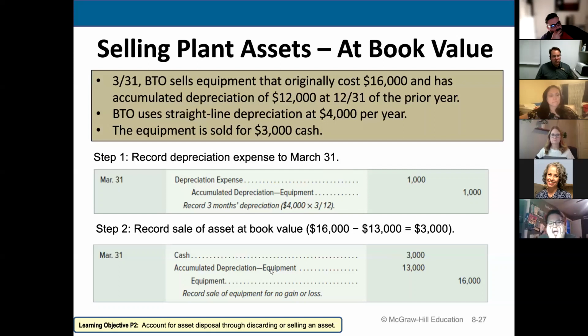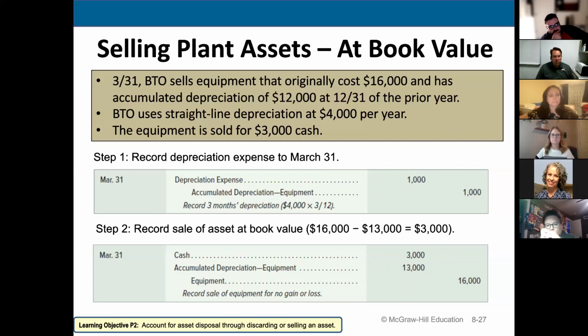And then again, just remember, there's always this same process. We're going to record the cash we received. It says we sold it for $3,000 cash. That's an increase to our cash, so it's a debit. And then we have to record the full amount of the accumulated depreciation account, because what we're doing is taking that account down to 0. So it will always have a credit balance. So we'll debit that account 13,000, so the new balance will be 0.